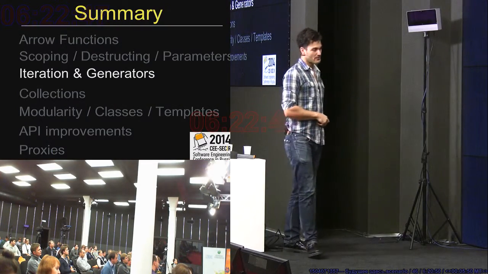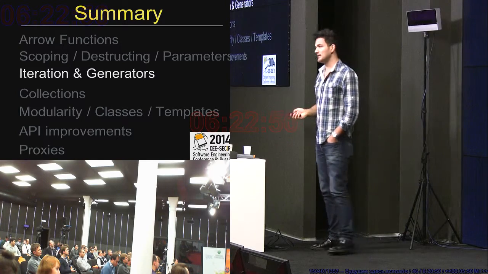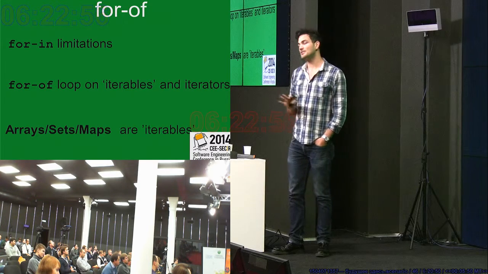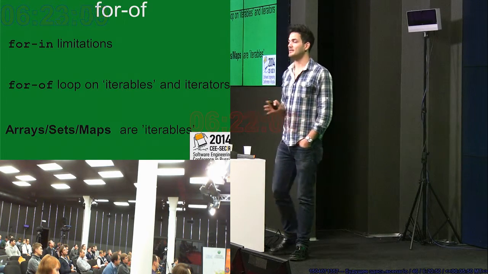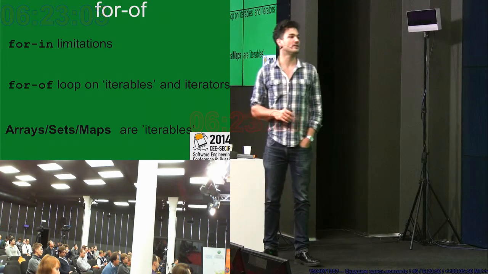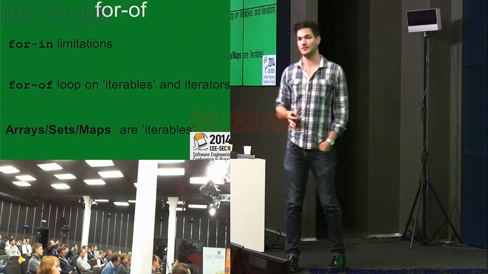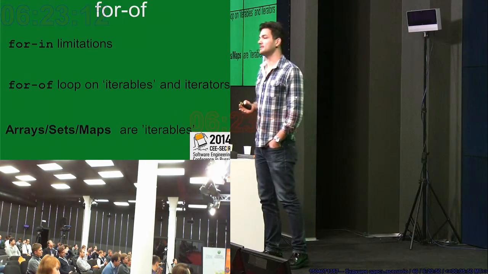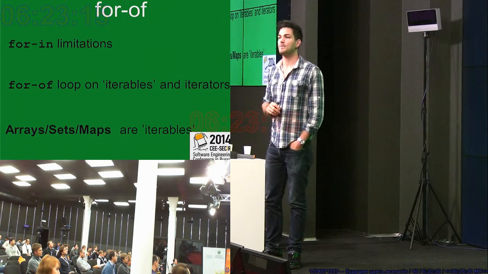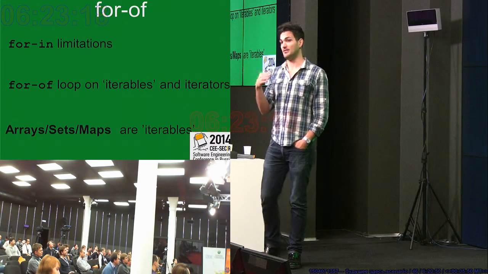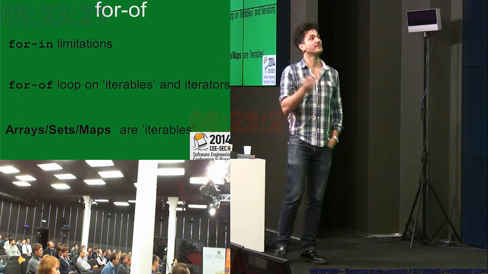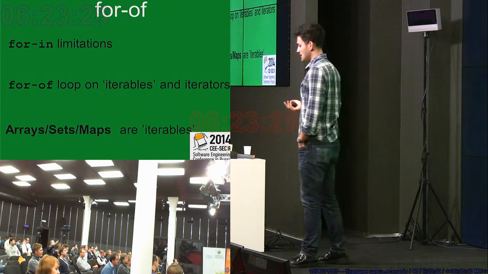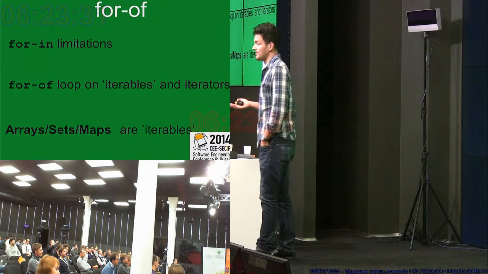Now, third topic, iteration and generators. This is a really important topic, especially generators. First of all, about iteration. As you know, the classic way of iterating in JavaScript is using the for-in loop. For-in loop, though, has a few limitations. If you iterate on an array, you will get the indexes of the array. You don't get the values, which is pretty annoying, right? So now we've got this new construct for-of, which, for an array, allows us to get the values of the array.